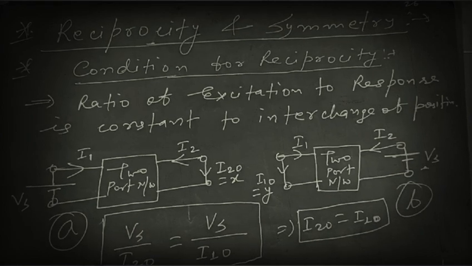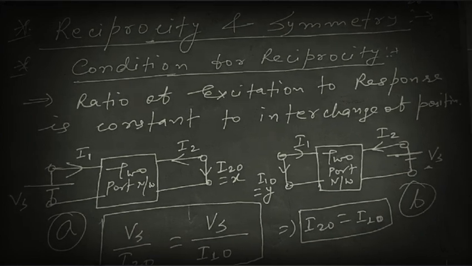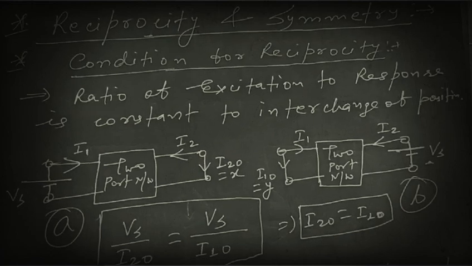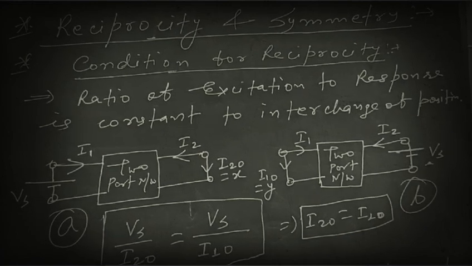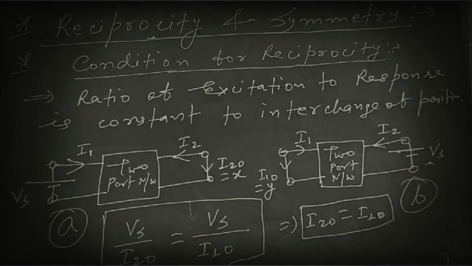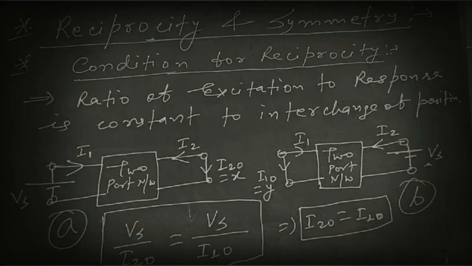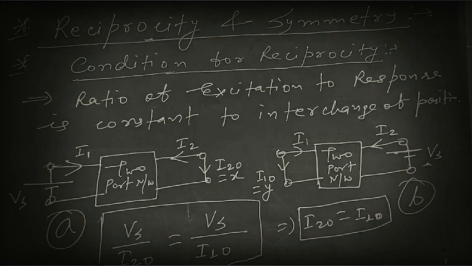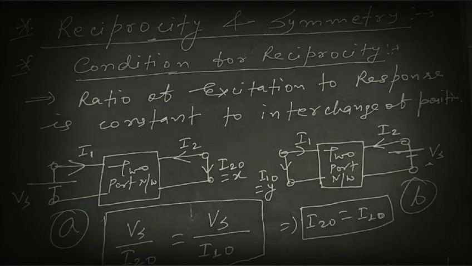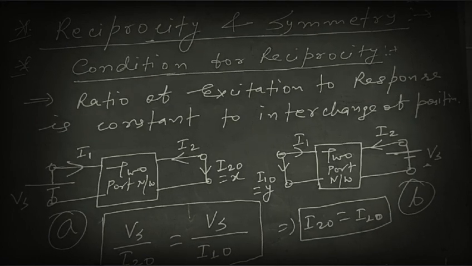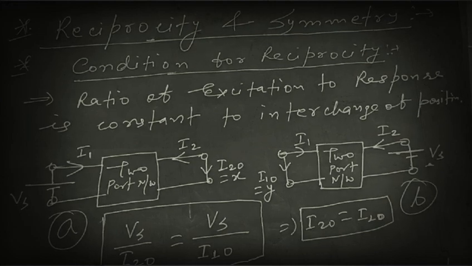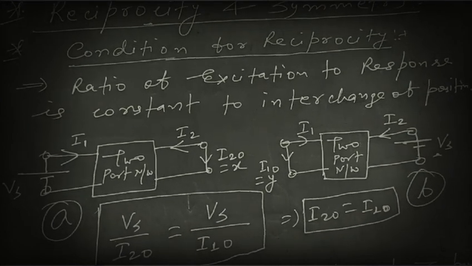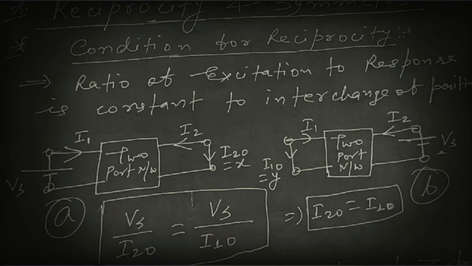The theorem of reciprocity tells the ratio of excitation to response is constant to the interchange of position of excitation and response. That means even when we are interchanging the position of input and output, the ratio of output to the input is always constant. So let us take the example. See in the figure A.